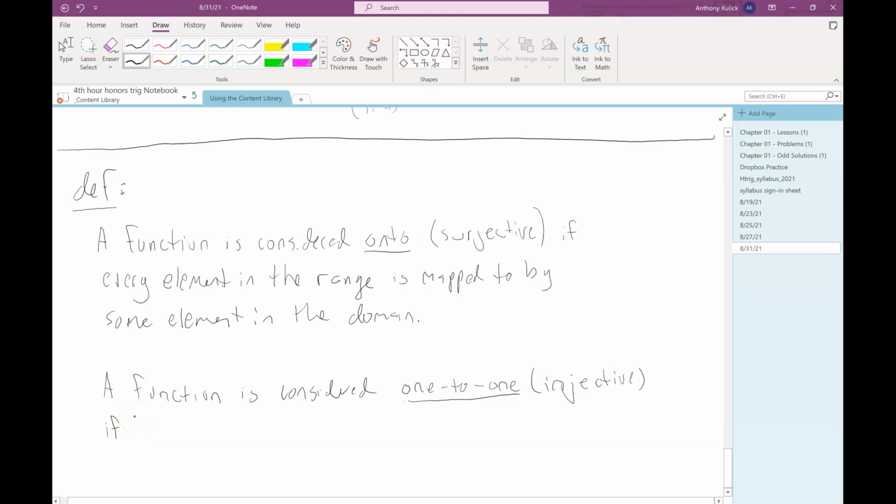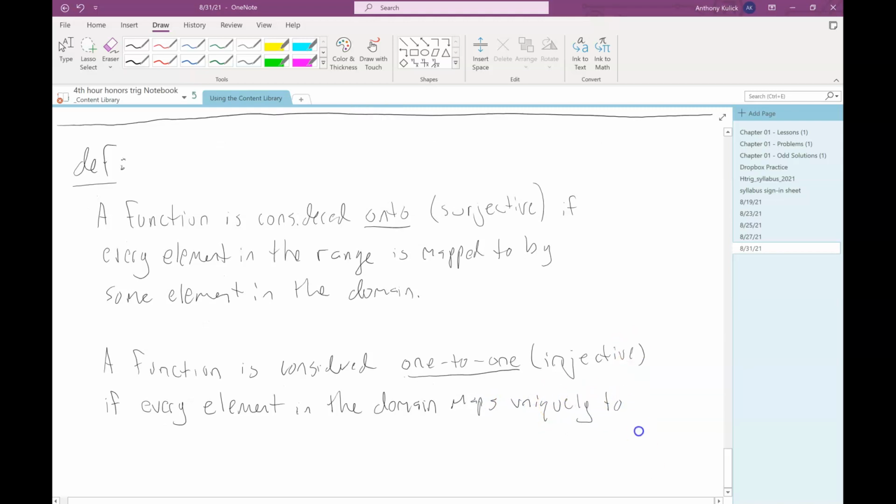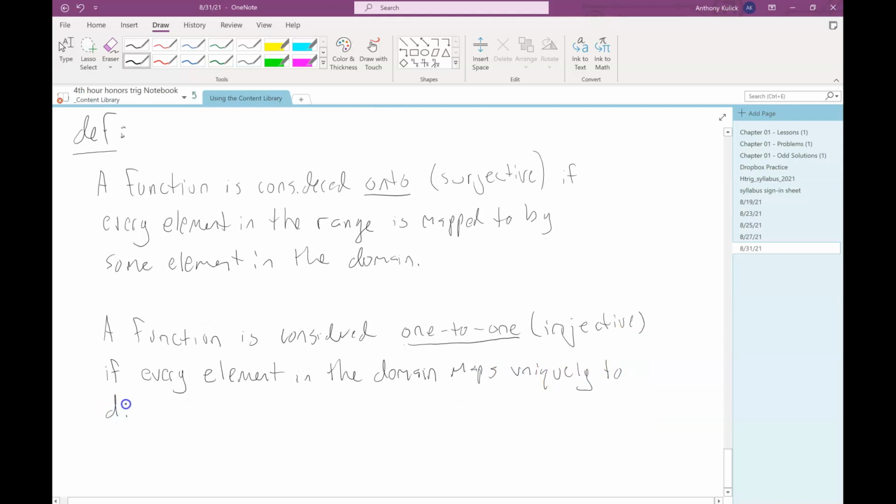We say that a function is one-to-one if every element in the domain maps uniquely to distinct elements in the range.